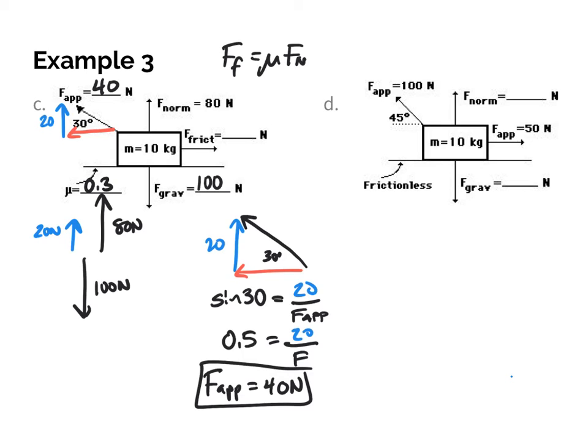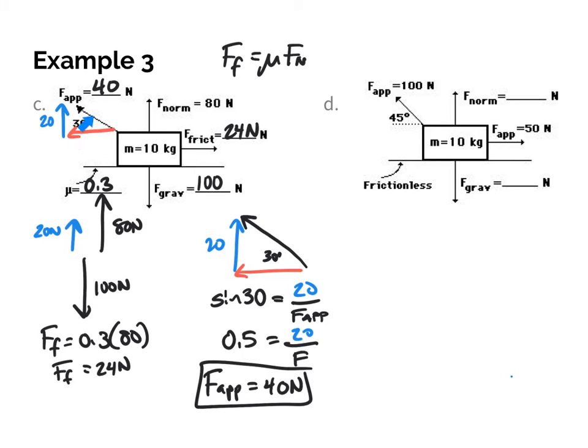To find the force of friction, I'm going to take that 0.3 and multiply it by the normal force, which in this case is 80 newtons, and that's going to tell me how much friction there is. That would give me, in this case, 24 newtons of friction. So I know that my force of friction is 24 newtons. Now, just to show you again the unbalance of forces, friction is a rightward force in this case.